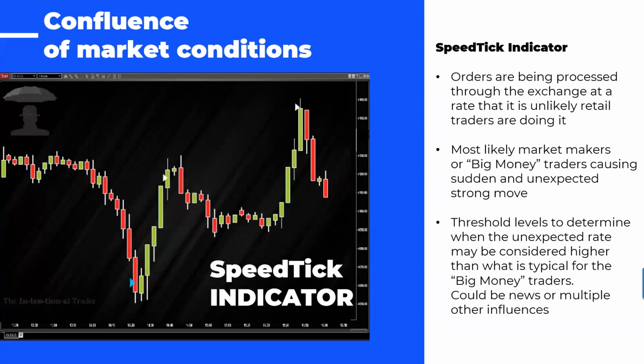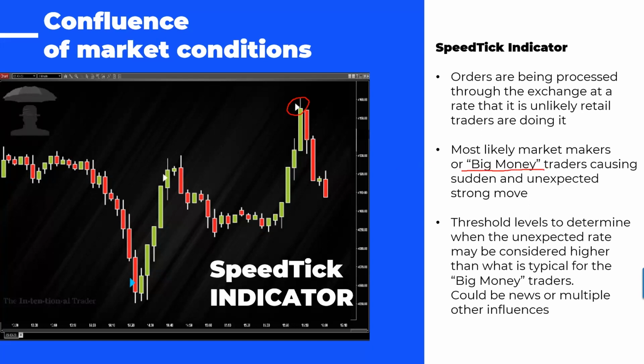Our speed tick indicator: what we're reading with the speed tick indicator is orders that are being processed through the exchange, and at the rate at which the orders are being processed, it's highly unlikely that us little retail traders, you and me, that don't have these giant accounts, are able to move price that fast. That means it's the big money that are doing it.